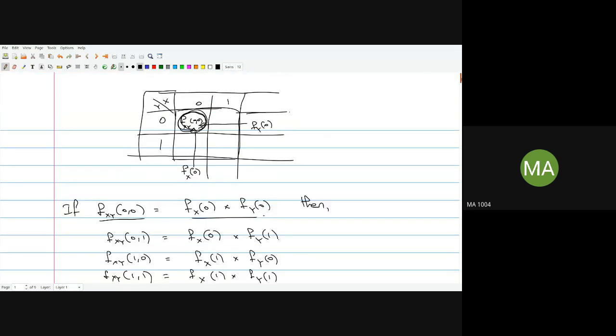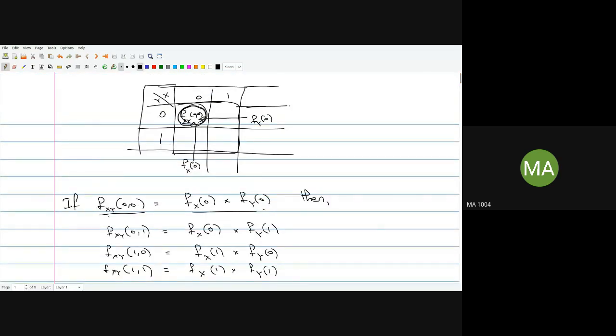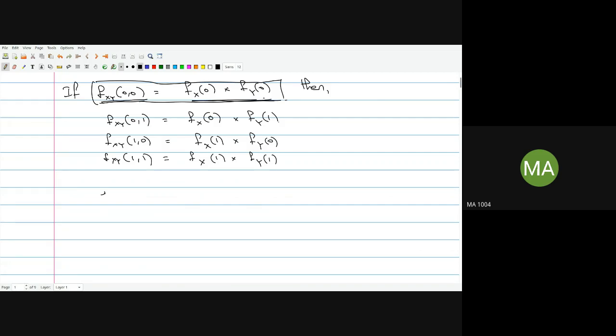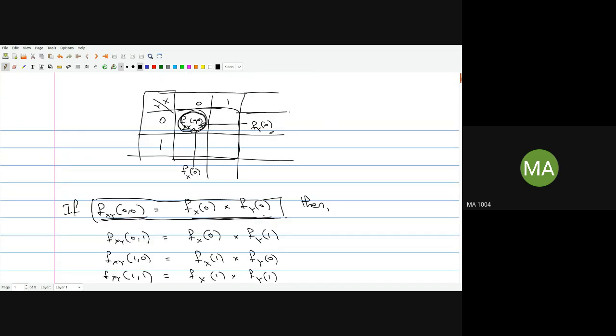So you just see what I have, what we know, this we know. This is true. Okay, from here, let me do one thing. What is Fy of 0? This is Fxy of 0, 0 plus Fxy of 0, 1. Correct? So this Fy of 0 is sum of these two.